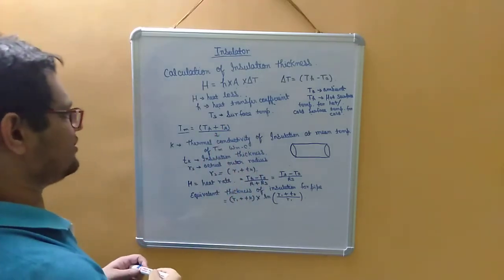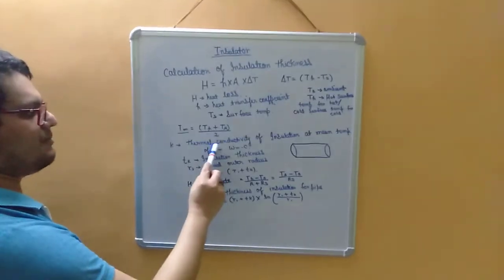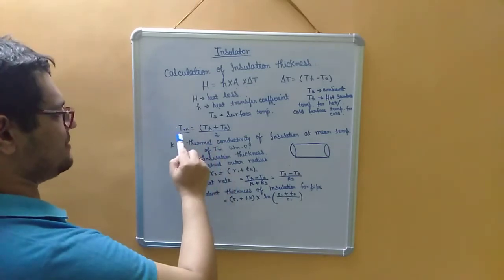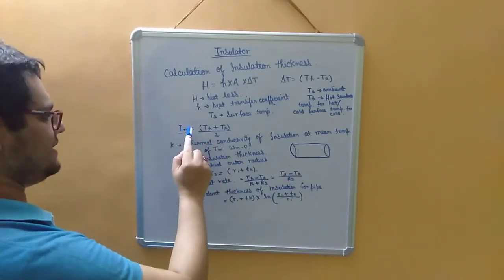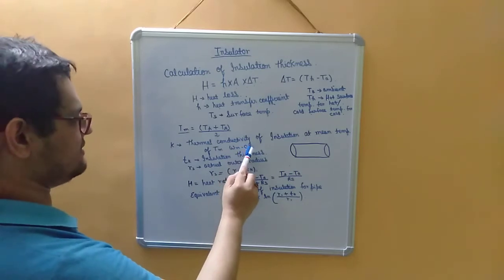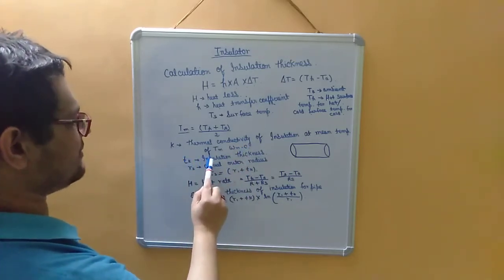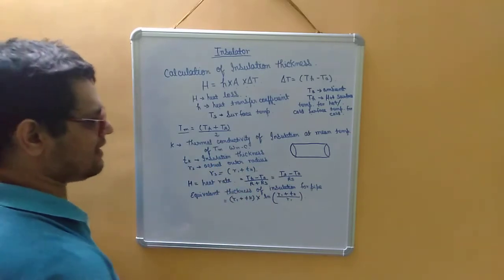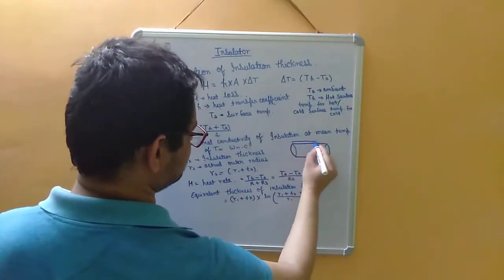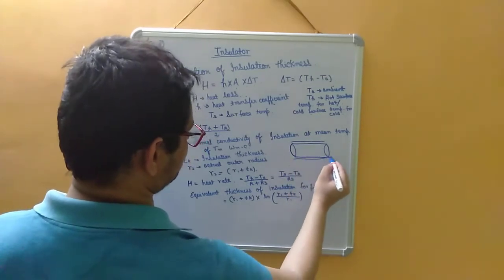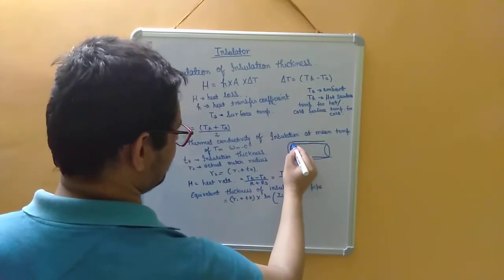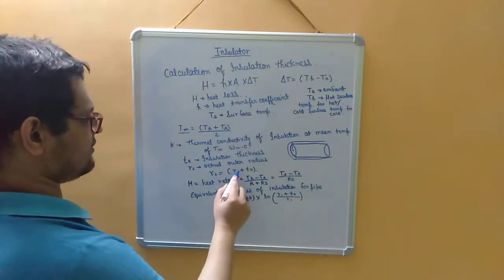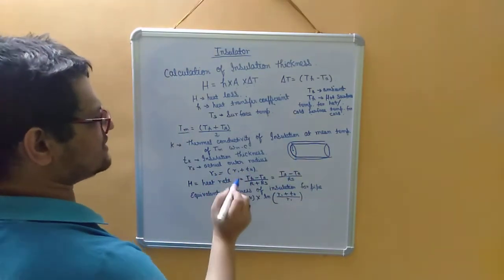Now there is another methodology, that is K. K is nothing but the thermal conductivity of the insulator at the mean temperature Tm, that is the mean temperature, and it comes in W/m°C. Tk is nothing but the insulation thickness, and R1 is the actual outer radius. Suppose this is the insulation, so this will be the outer radius we calculate, and this R2 is equal to R1 plus Tk. Tk is the insulation thickness.